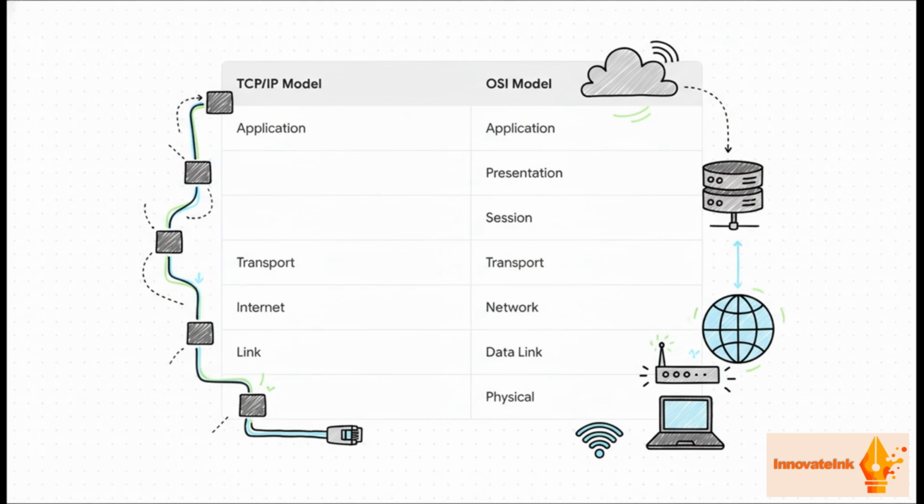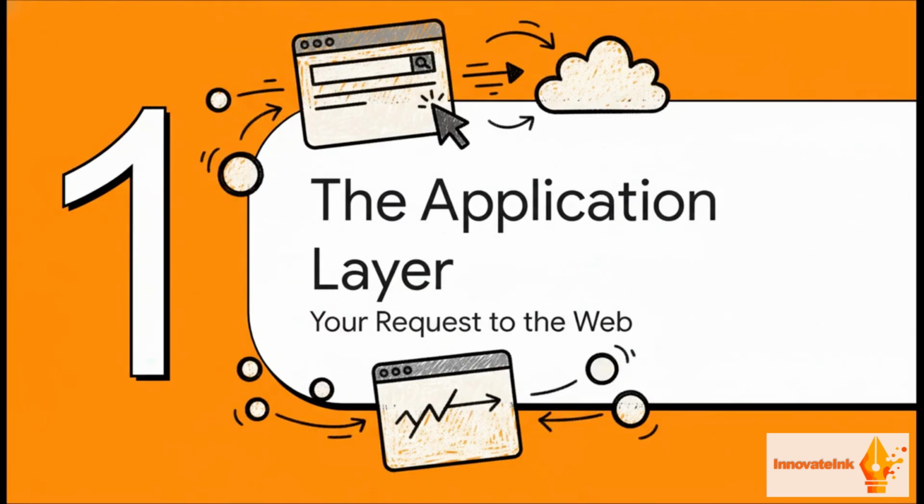Okay, so this table right here, this is basically our roadmap. Now, you might hear about the 7-layer OSI model. That's kind of the textbook theory. But we're going to follow the 4-layer TCP/IP model. Why? Because that's what the modern internet actually runs on. We're going to follow a piece of data on its way down this stack. So let's start at the very beginning.